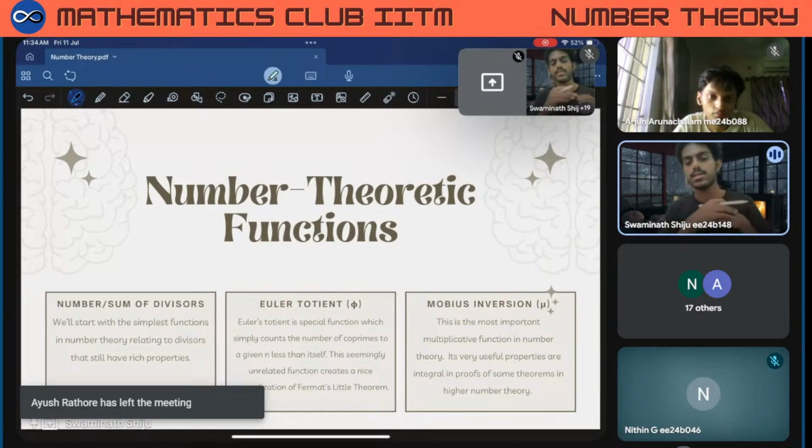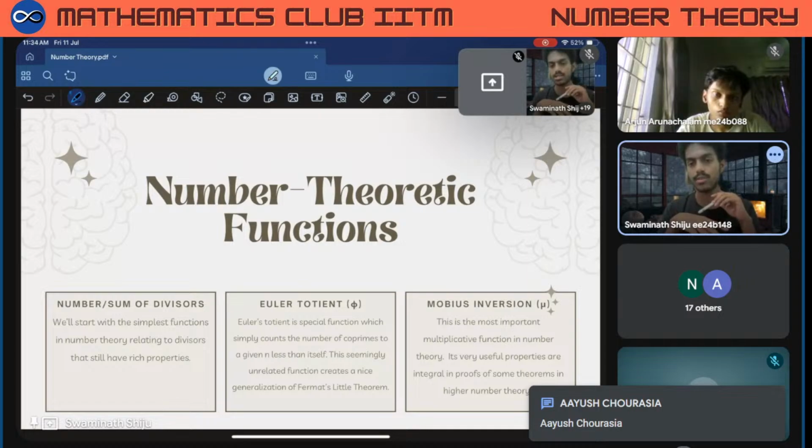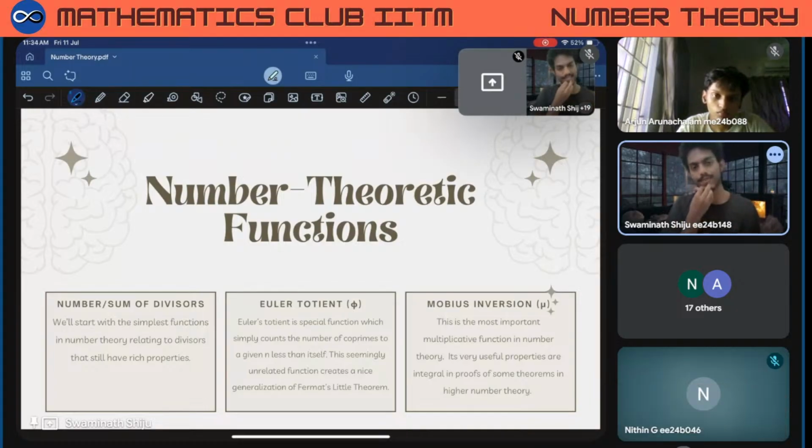So some functions in number theory have special importance. Obviously every branch of mathematics has some important functions. Here we'll deal with functions that are from N to N, from natural numbers to natural numbers. We'll call them number theoretic functions. In general they can be from natural numbers to anything, but for this session, we'll consider only natural to natural.